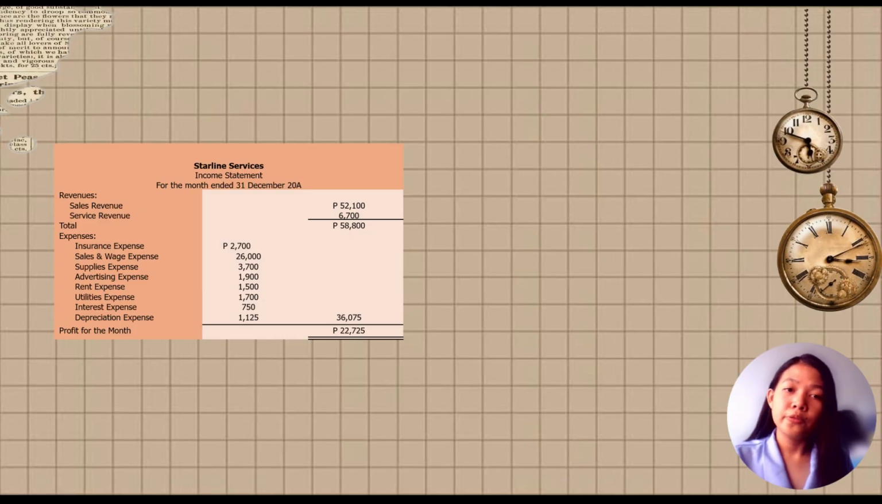So after the total expenses, we have to subtract the expenses from the revenue. So we have revenue of 58,800 pesos minus the total expenses of 36,075 pesos, and the result is 22,725 pesos. This is the net profit for the month. This means the company operated at a profit for the month.